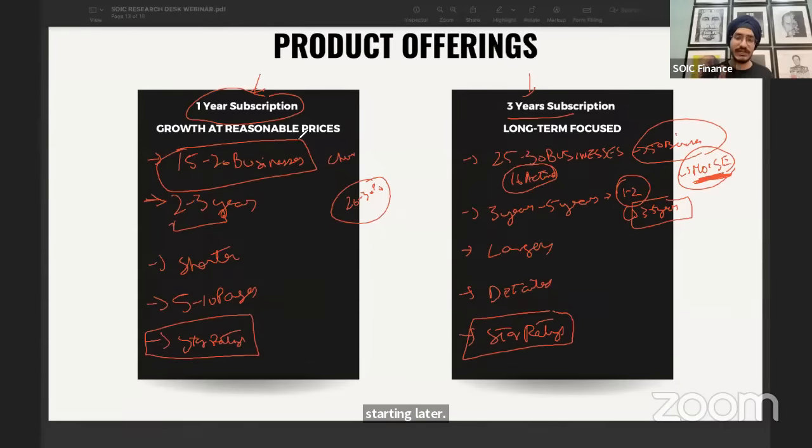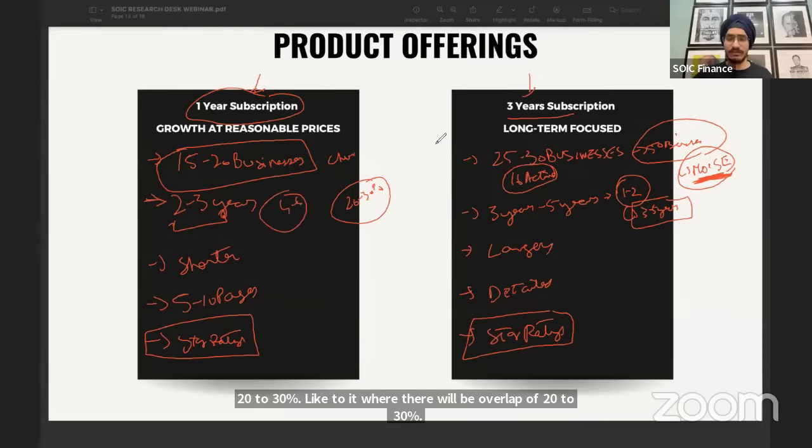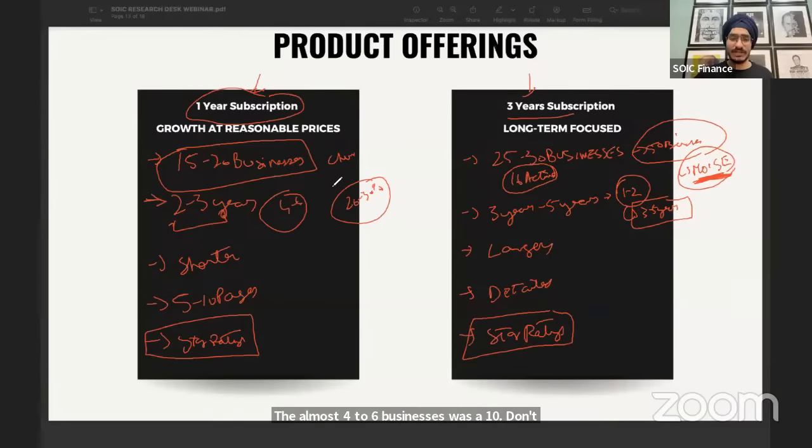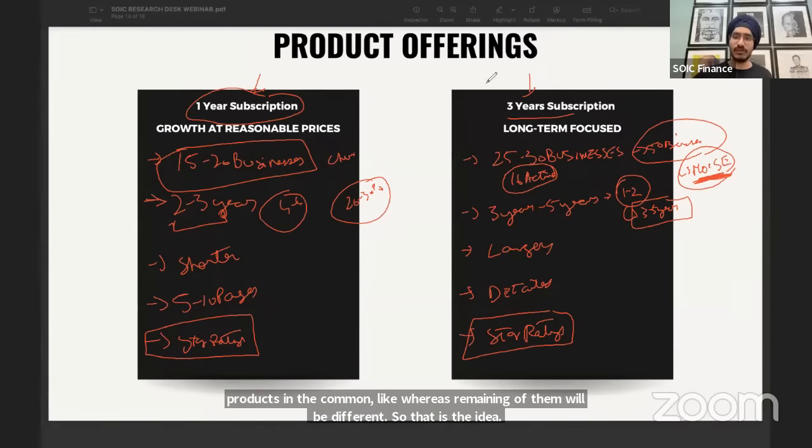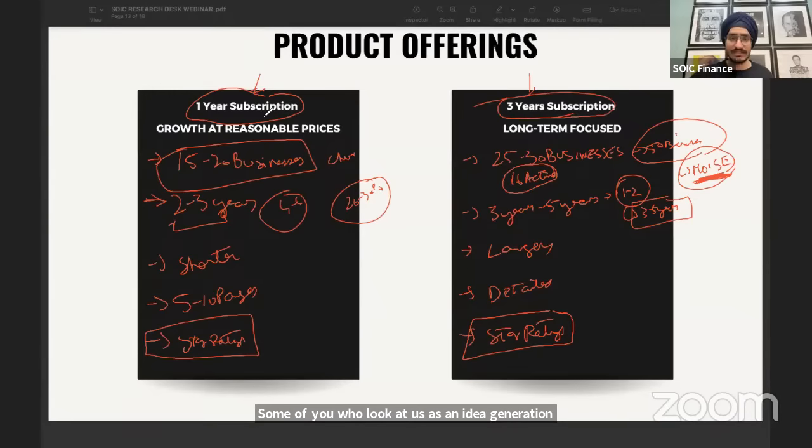There will be an overlap of 20 to 30%. Almost 4 to 6 businesses may be common in both products, right? Whereas the remaining of them will be different. So that is the idea. Some of you who look at us as an idea generation platform, both may make sense for you, right? That is 3 year and 1 year.